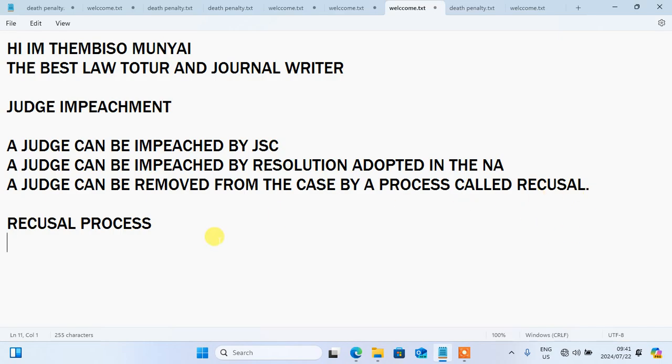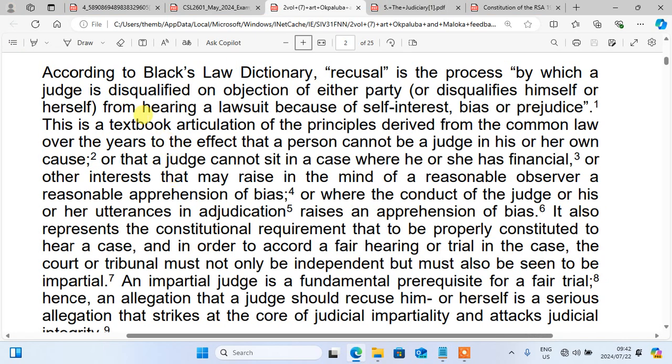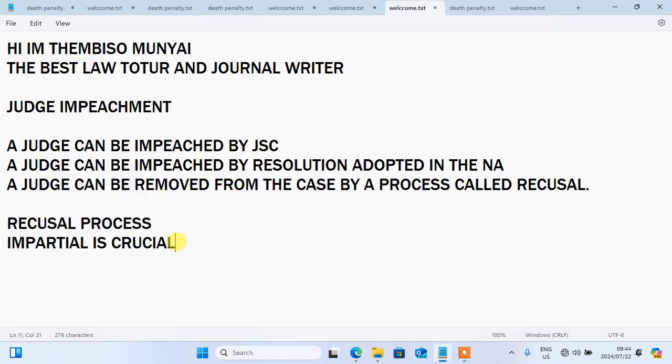Let's start by focusing on the recusal process. Recusal was best described by Black's Law Dictionary, which is the process by which a judge is disqualified on objection of either party from hearing a lawsuit because of self-interest, bias, or prejudice. This is the definition according to Black's Law Dictionary. This means that in each and every case, the impartiality of the judge is crucial. A judge must be impartial.